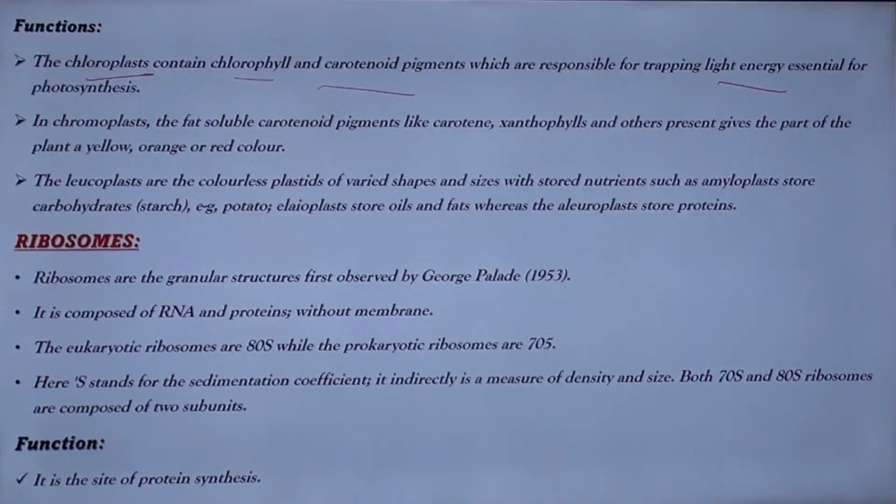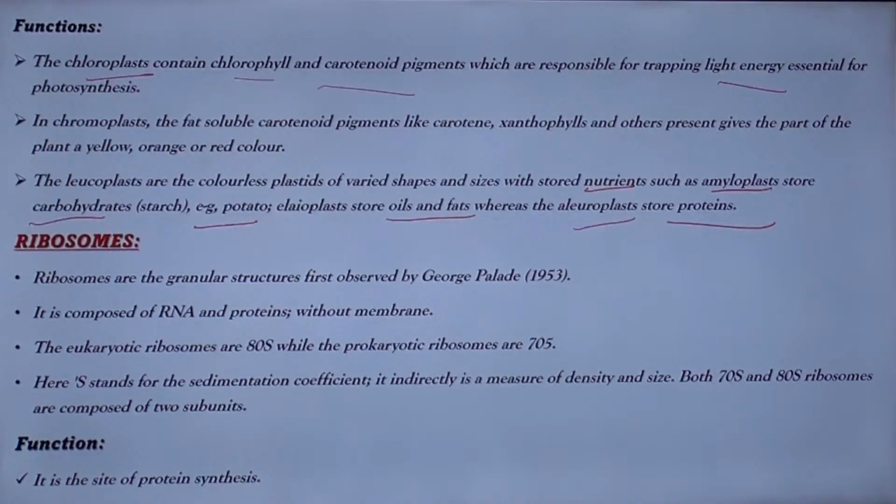And then leucoplasts are the colorless plastids. We already know leucoplast is a colorless plastid. It has various shapes and sizes and it stores nutrients. And then amyloplast stores carbohydrates, example potato. Elaioplast stores oil and fats. And aleuroplast stores protein.